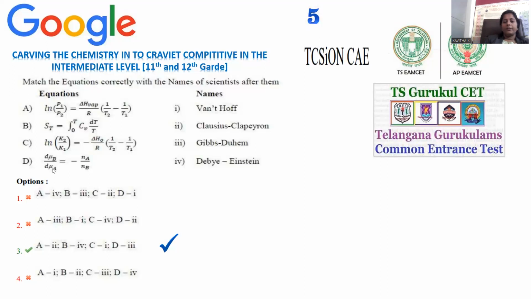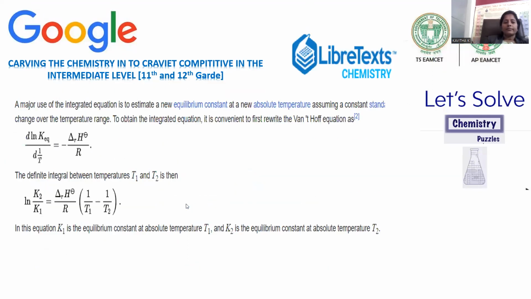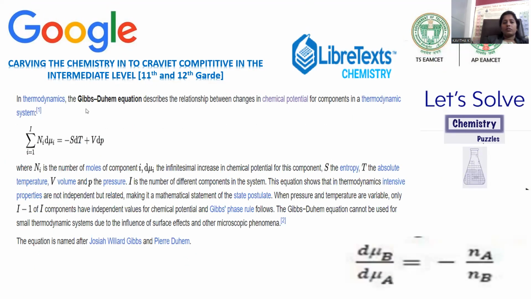And the leftover will be d mu b by d mu a. This kind of ratio is equal to minus Na by Nb. That is called the Gibbs-Duhem equation, right? So what is the Gibbs-Duhem equation? The Gibbs-Duhem equation describes the relationship between how the chemical potential change is related with the components of a thermodynamic system. It is given by sigma Ni d mu i is equal to minus S dT plus V dP. This is the kind of relation, which gives the Duhem relation for the chemical potential.